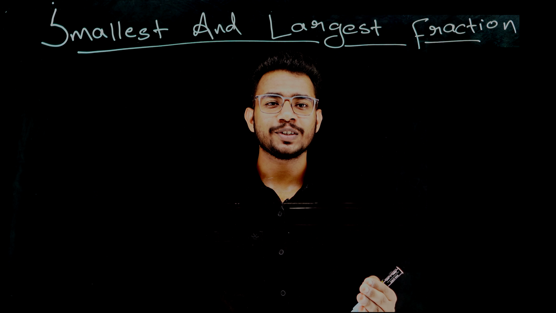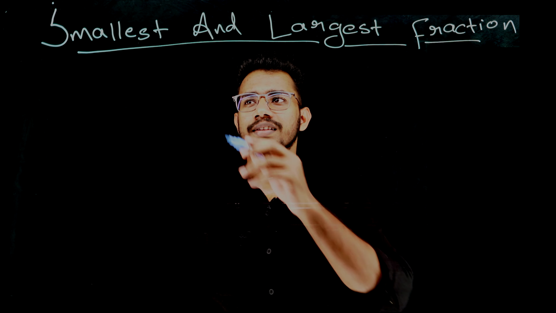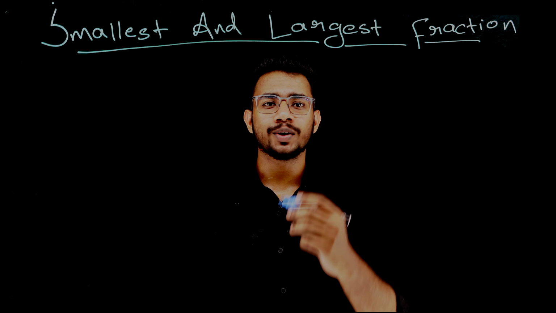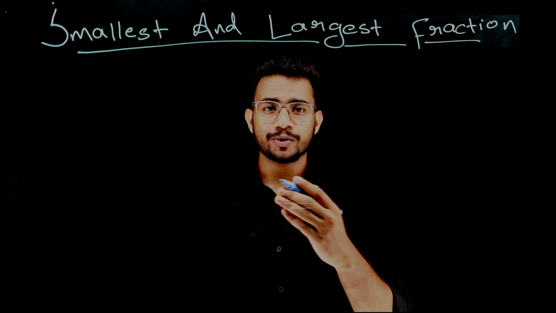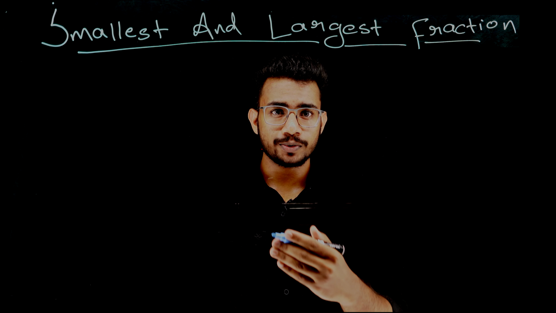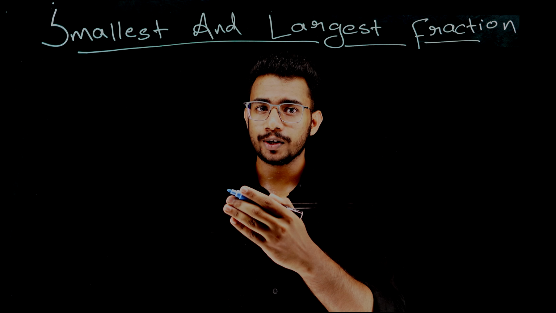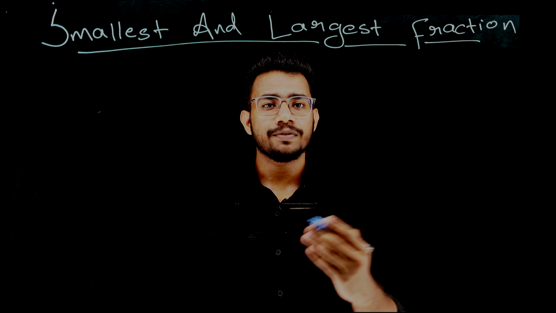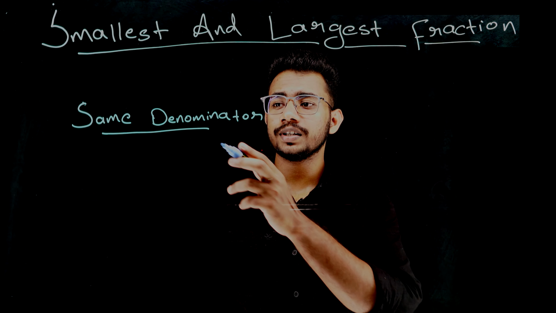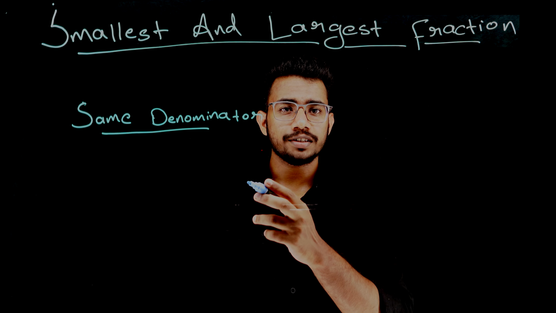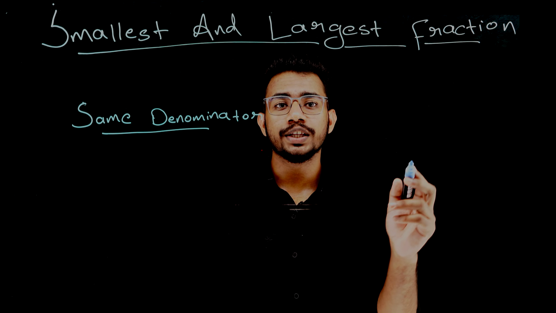On today's class, we will be discussing how to find the largest and smallest fraction among a group of fractions. In this type of question, I can have two types of problems, one involving same denominators, the other involving different denominators. So the first one, the same denominators, and in this one, we will be comparing only the numerators.